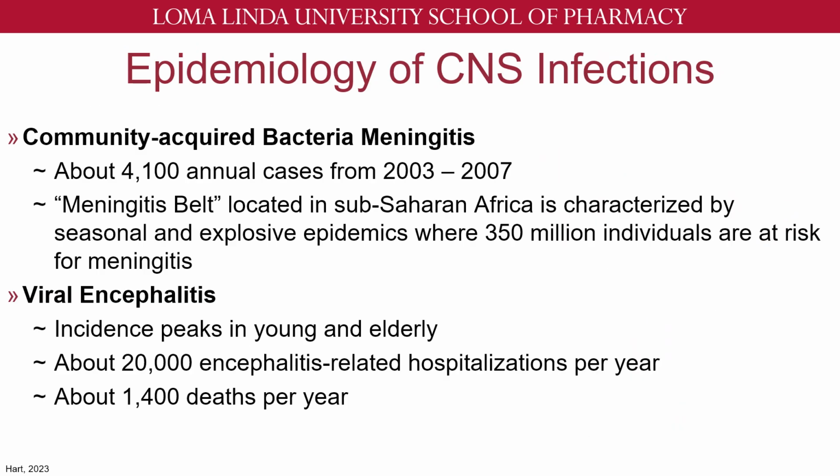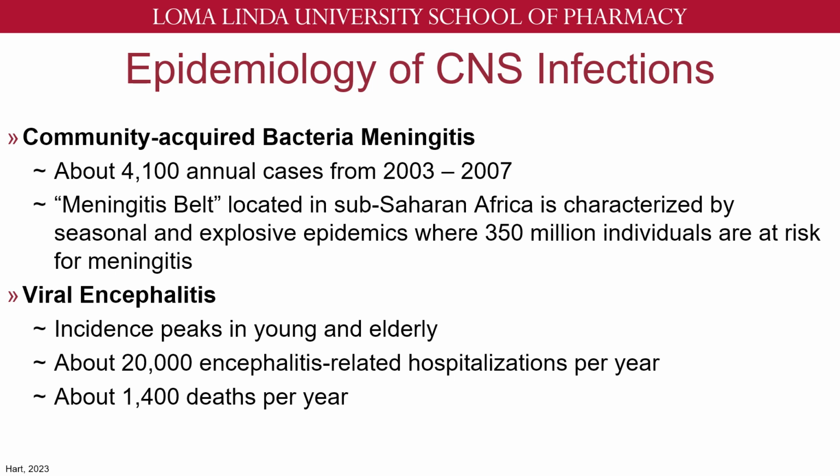So let's talk about the epidemiology of CNS infections. We have community-acquired bacterial meningitis. So that is just anyone living out in the community who suddenly has bacterial meningitis, landing them in the hospital. In the US, we get about 4,100 annual cases, and that has been reported from 2003 to 2007.